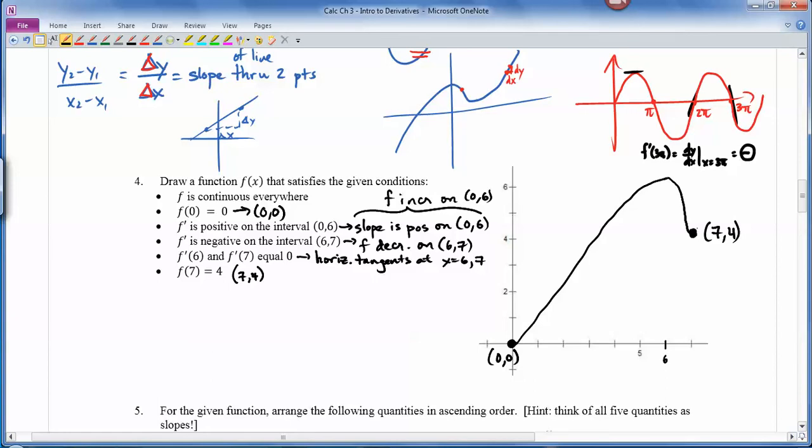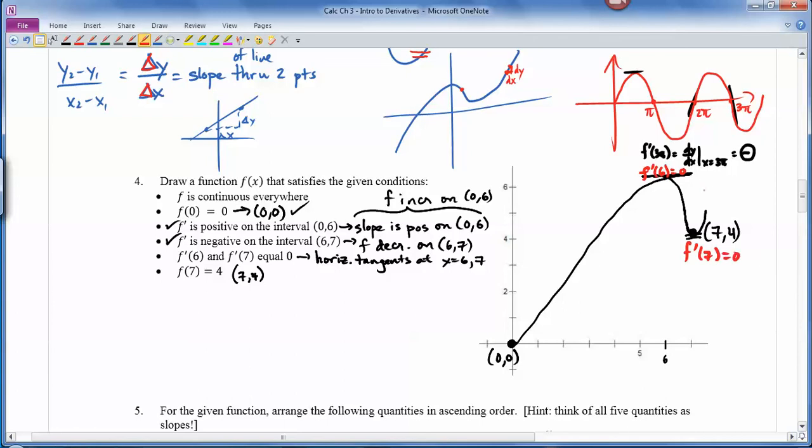Now, so I've taken care of this one, I've taken care of this one, taken care of this one. F prime 6, F prime 7 have to equal 0. Well, right now at 6, it looks like I've got f prime equaling 0. And then it's 7 that needs to equal 0 too. So I'm going to do something like that so it does have a slope of 0 there. So here, f prime 6 equals 0, f prime 7 equals 0.